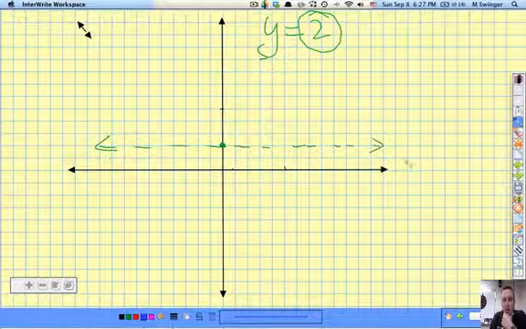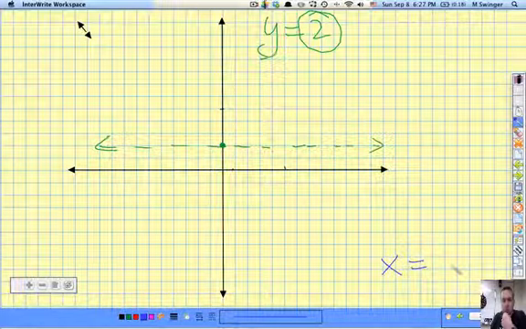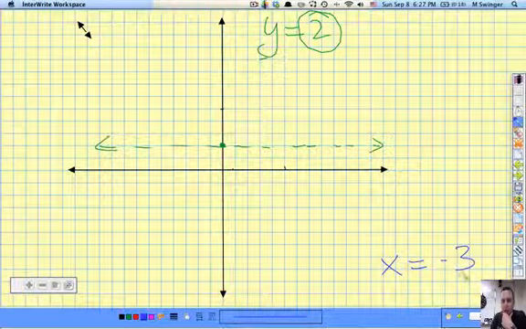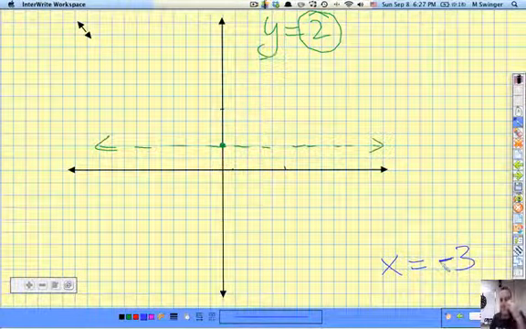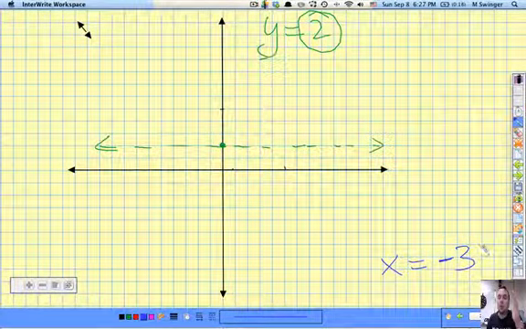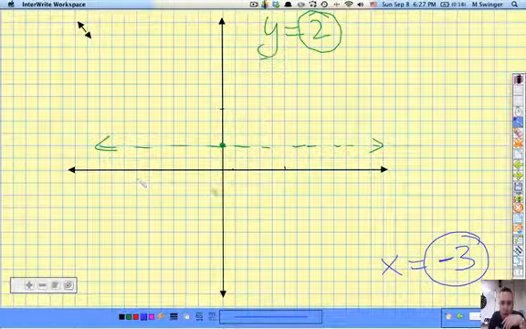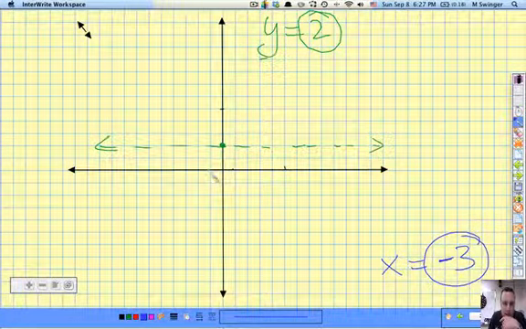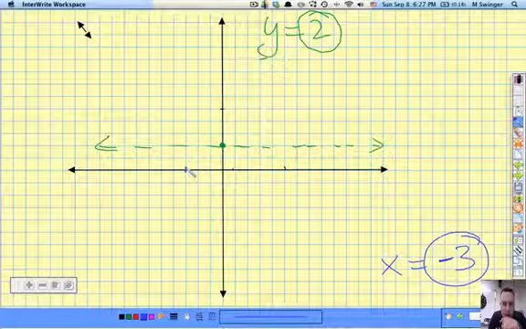Next, what about x equals? So x equals -3. Okay? As soon as I see x equals, I think that's a vertical line at whatever this number is. So vertical line at -3. So I have to come across the x-axis and say -1, 2, 3. Here's -3. Draw a vertical line.